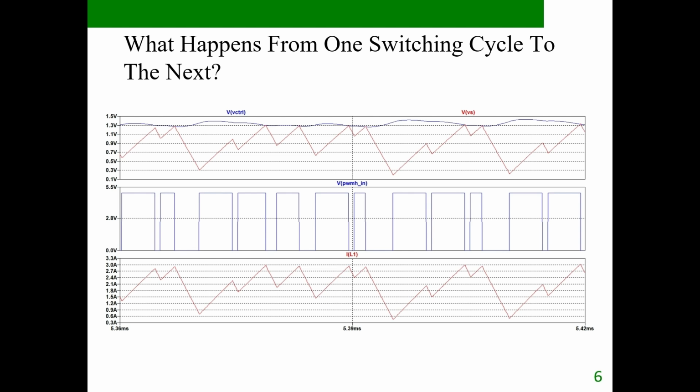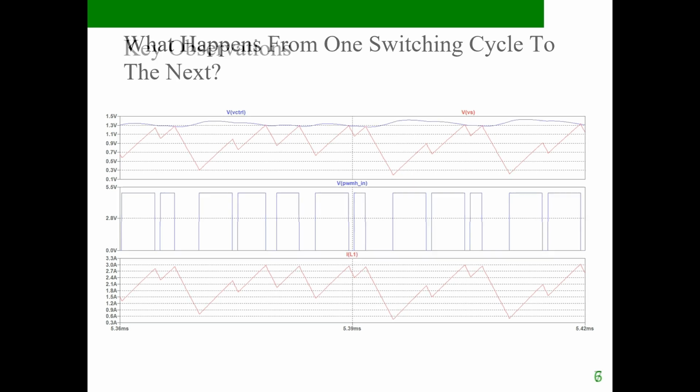The converter still regulates the output voltage, but the switching process itself is no longer behaving in a repetitive and predictable manner. The natural question is, why does this phenomenon suddenly appear when the duty cycle exceeds approximately 50%? This is exactly the question we will answer in the upcoming videos, where we will investigate the physical origin of subharmonic oscillation in peak current mode control.